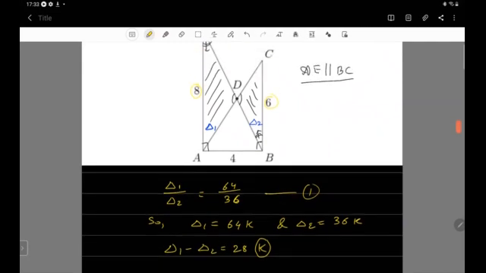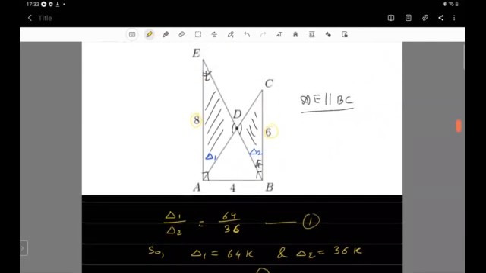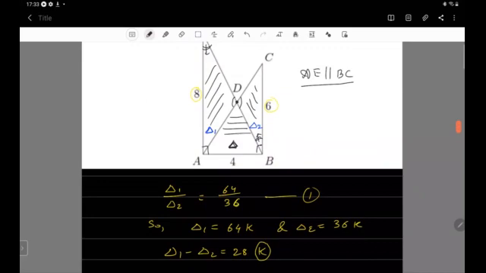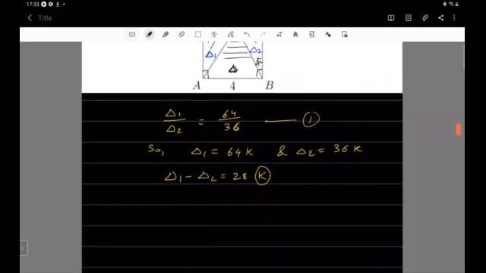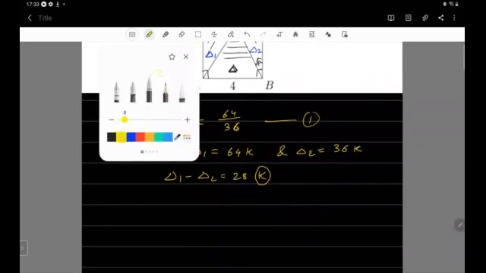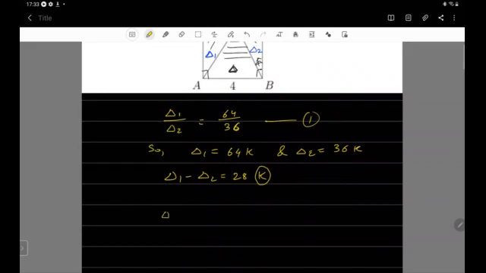Let's see. What other information can we extract from the diagram? Let's call the area of this triangle ADB delta. All right, I'm calling this delta. Now, I do not have delta, I do not have delta 1, I do not have delta 2. But if you look at this diagram, I have delta 1 plus delta. Don't I? Tell me, do we have delta 1 plus delta?